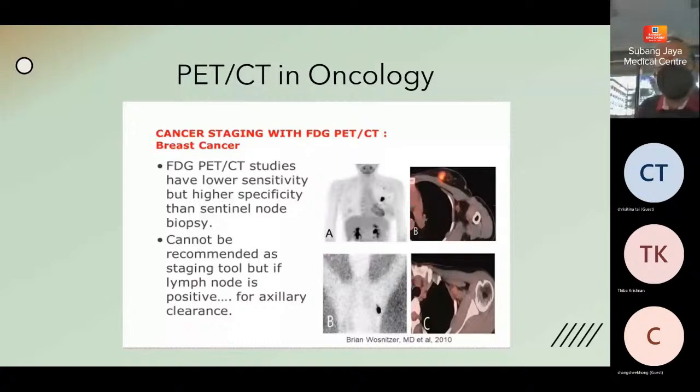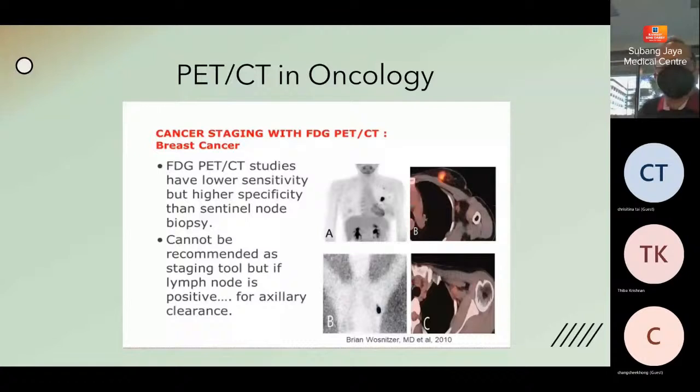But basically, PET may have a lower sensitivity for picking up sentinel node. However, if you do a PET scan and you find there are lymph nodes which are lighting up, then there's no necessity to go and do a sentinel node, just do an axillary clearance. Which is a breast cancer.